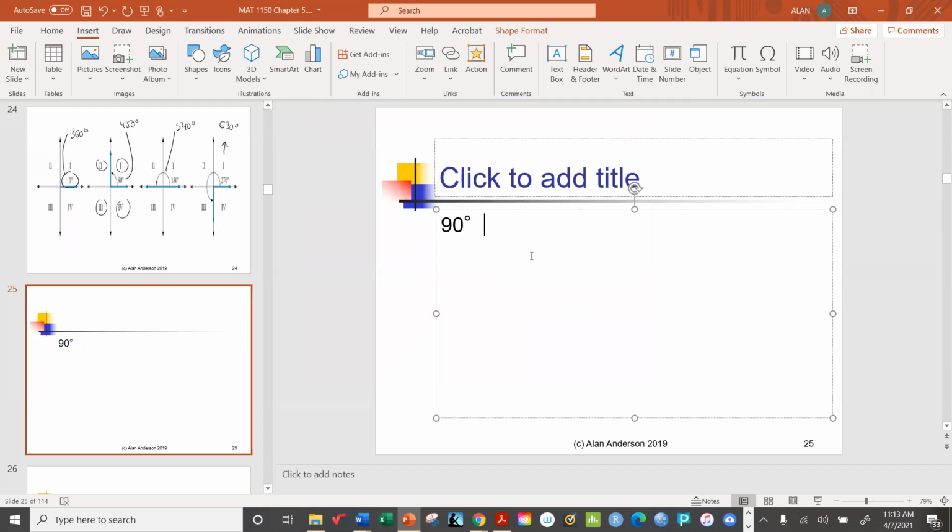90 degrees equals 450 degrees because we add 360 to it. But if we keep adding 360s, this one equals 810 degrees, which equals 1170 degrees. You can see what's going on here. And so I just want to mention that in passing.